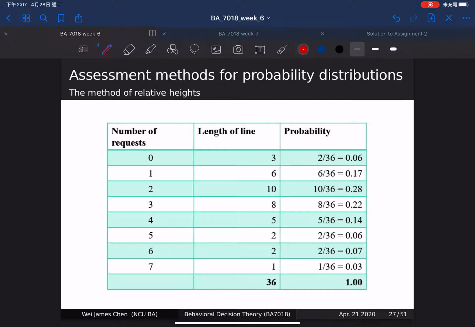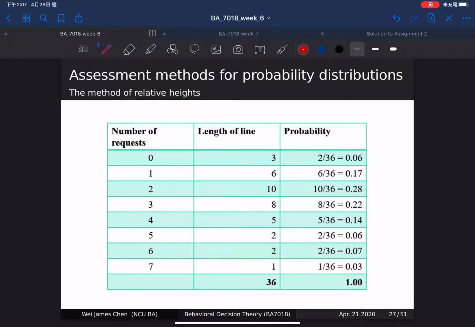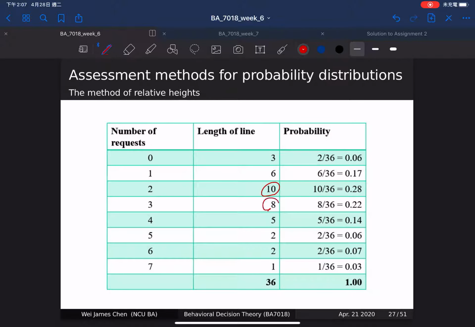Oh, one thing about relative height. You don't need to really get a specific probability. So for example, the height of this red line can be 10, can also be 20. As long as the relative heights, the ratios, are the same, that's fine, because we're going to normalize the ratio like this. So for example, in this one, the highest height is 10. The second highest is 8, 6, and so on.